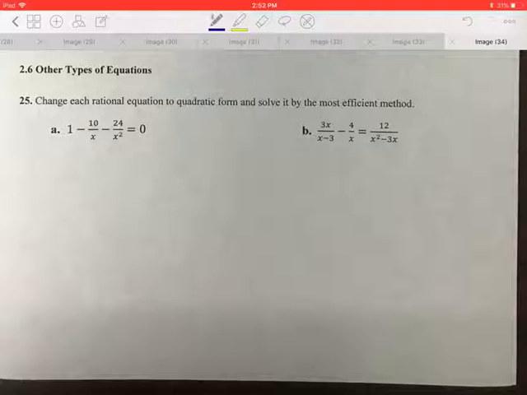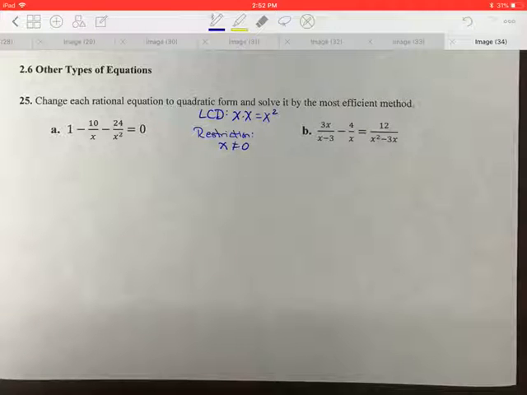So if we think about an LCD, we don't have a denominator for the 1, so we have an x. And then we can think of x squared as x times x, so I need another x. So my LCD is going to be x squared. Now I do have x's in my denominator, so I do have a restriction. In this case, it's just 0 itself, so I can't get an answer of 0.